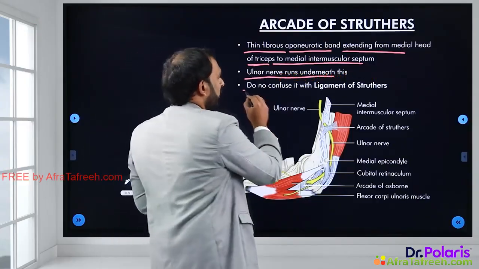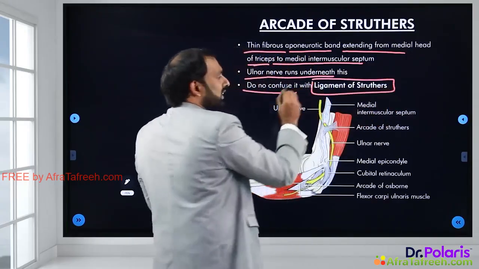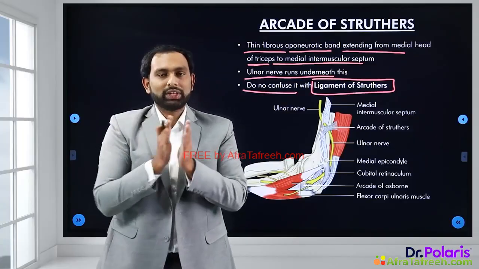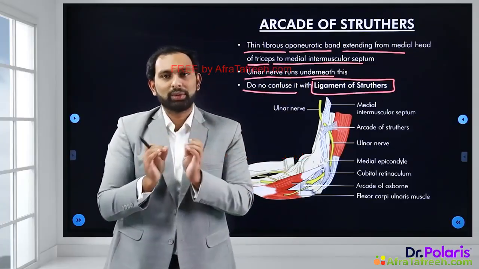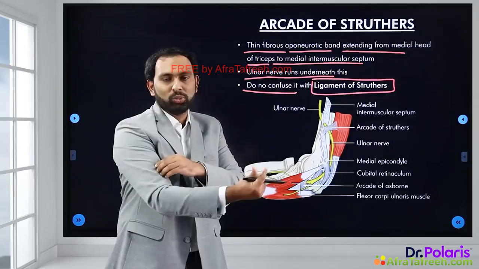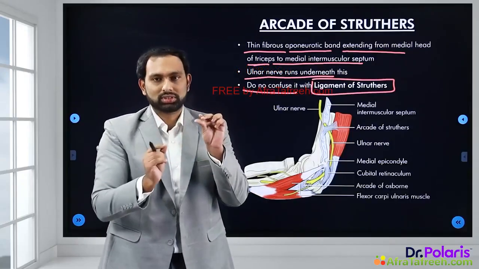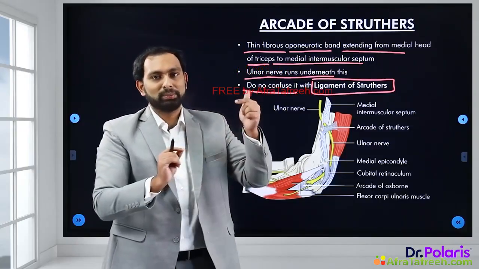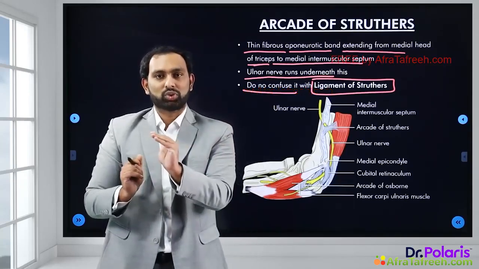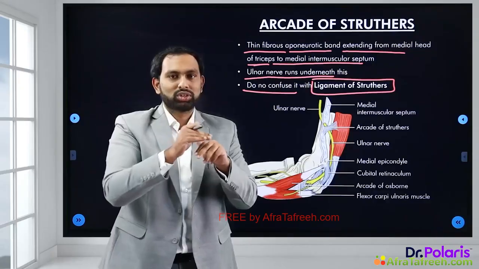We should not confuse the arcade of Struthers with another structure that we studied, the ligament of Struthers. When we studied the median nerve, we talked about the ligament of Struthers. What is a ligament of Struthers? That is when there is an outpouching or a spur in the distal humerus, and from that spur one ligament comes out, which is the ligament of Struthers. Why is it important? Because the median nerve along with the brachial artery runs right under the ligament of Struthers, so sometimes there can be compressive neuropathy by that ligament on the median nerve.